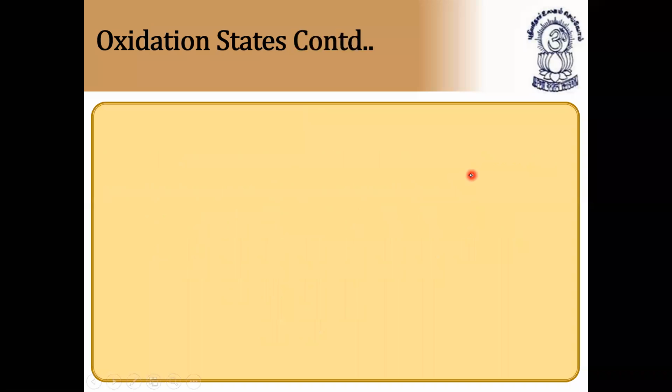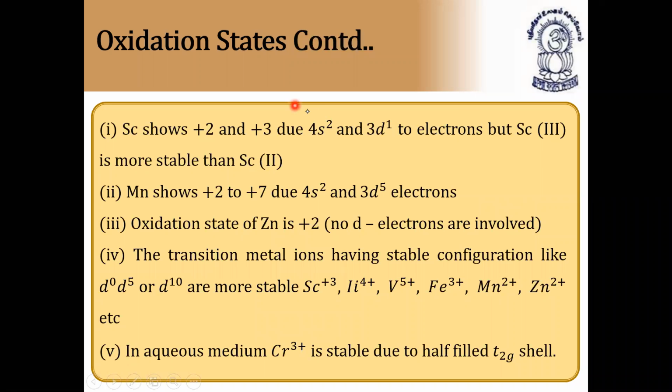Next, oxidation states continuation. You can just see here. Scandium shows +2 and +3 due to 4s2 and 3d1 electrons. But scandium +3 is more stable than +2, sorry, +3 is more stable because it has 4s2 and 3d1 electrons, so it can lose all 3 electrons. Manganese shows +2 to +7 due to 4s2 and 3d5 electrons. This I already discussed. If it loses 2 electrons, it shows +2; if it loses 7 electrons, it shows +7.